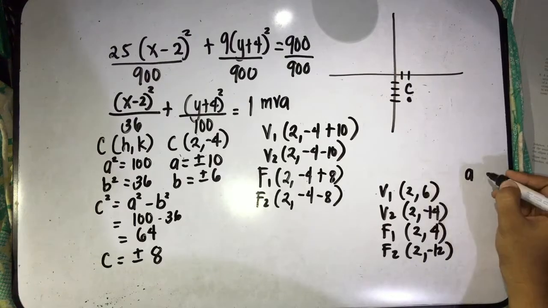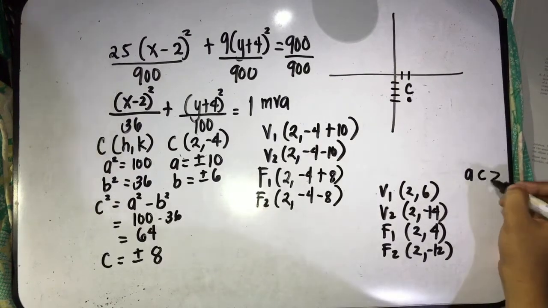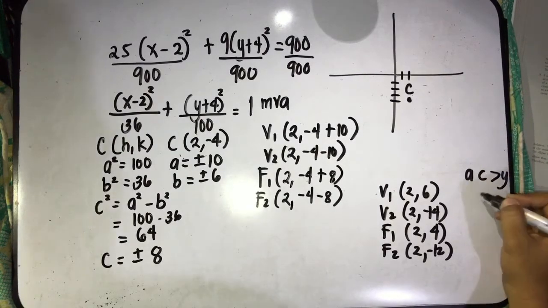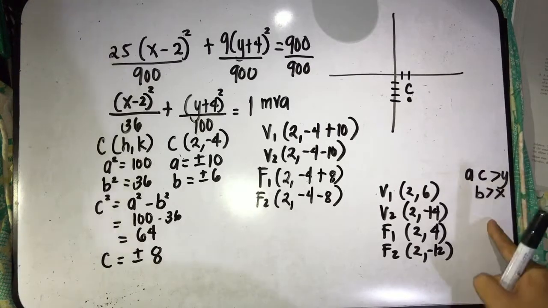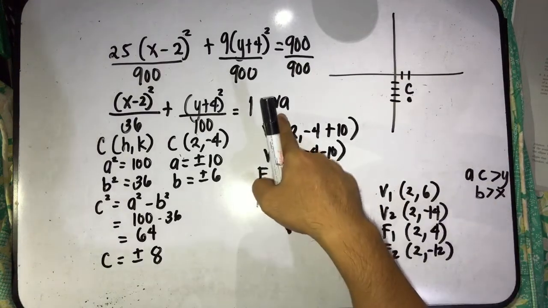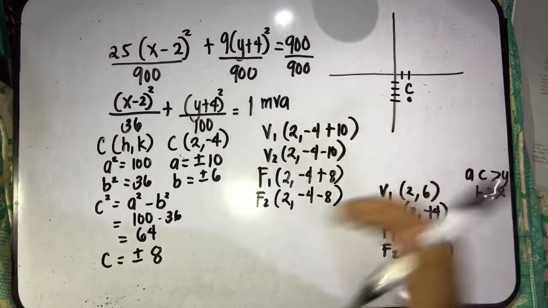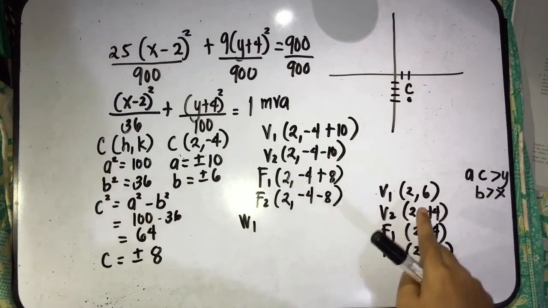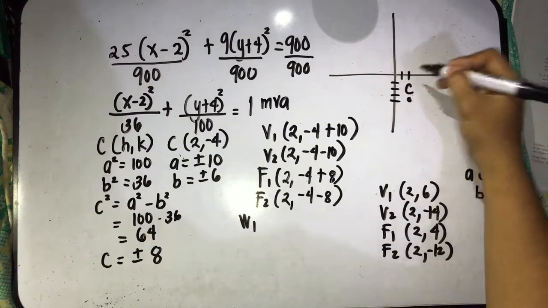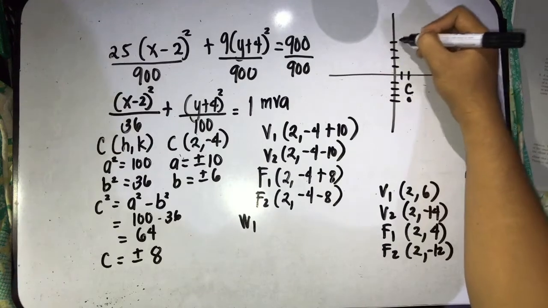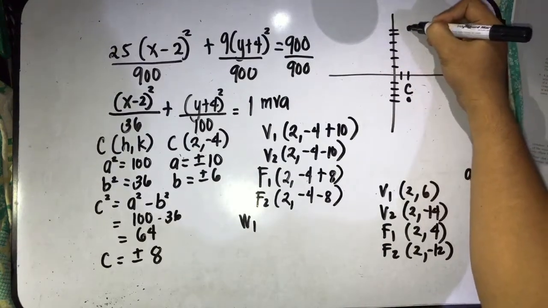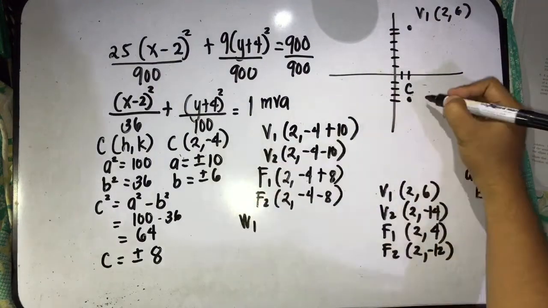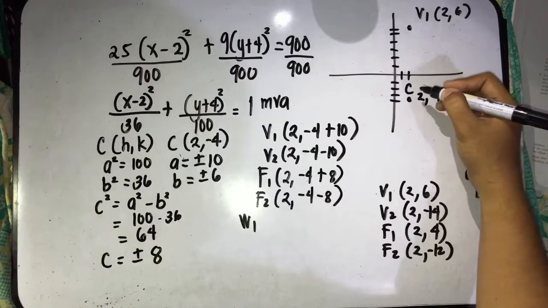Always remember that A and C will be collinear. And if A and C is collinear, it is in the y-axis. And B would be in the x-axis. Bakit nasa x-axis si B? Kasi it is major vertical axis and B is the minor axis. So where is W1 and W2? Okay, check muna natin. Si V1 located daw siya kay 2 and 6. So this is 2. 1, 2, 3, 4, 5, 6. So this is V1 located at 2 and 6. The center is located at 2 and negative 4.